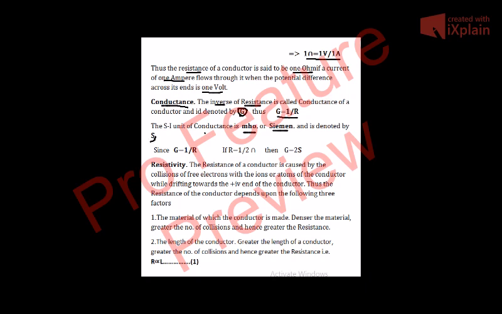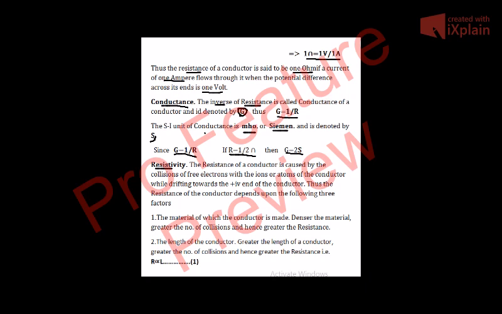Since G is equal to 1 upon R, if R is equal to 1 upon 2 ohm, then G is equal to 2 Siemens. If the resistance of the conductor is half, then its conductance will be twice, 2 Siemens. Now resistivity. Resistivity is also a resistance, but is the resistance of a conductor of length 1 meter.